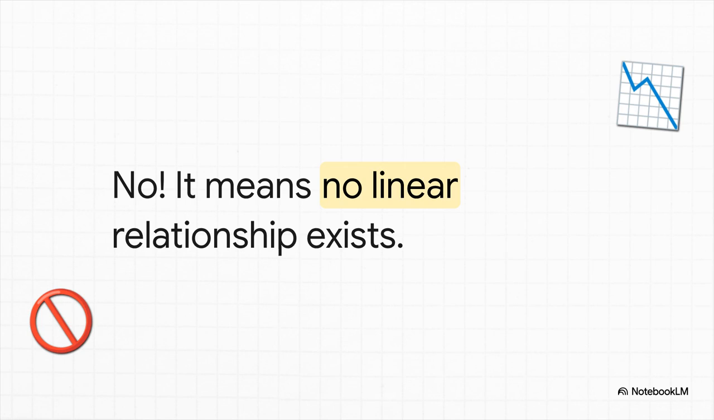It strictly means that any relationship that might exist cannot be expressed as a linear equation. There could be a massive, highly predictable relationship between those two variables. Maybe it forms a U-shape or some kind of exponential curve, right? But because it's not a straight line, our linear measurement of R just registers it as a 0. So never assume R equals 0 means the variables operate totally independently. It just means a straight line isn't the right tool to measure them.